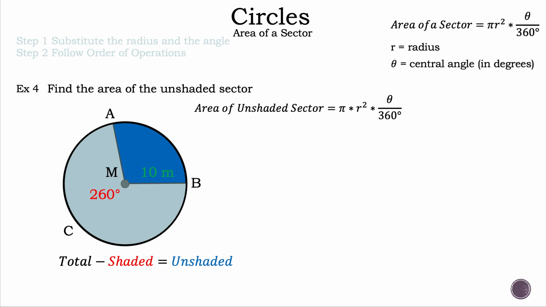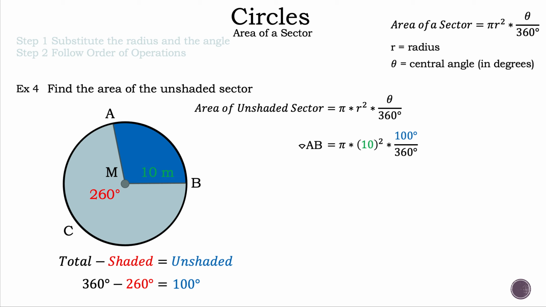And in order to do that, we need to do total minus the shaded is equal to unshaded. We know the total is 360 degrees. We know the shaded is 260 degrees. And we can subtract those two numbers, and the result of that is 100 degrees. We now have the two measurements that we need. We have the central angle of the unshaded sector, and we have the radius. So we can go ahead and substitute those two numbers into the formula or equation. And now we have sector AB is equal to pi times 10 squared times 100 degrees divided by 360 degrees.